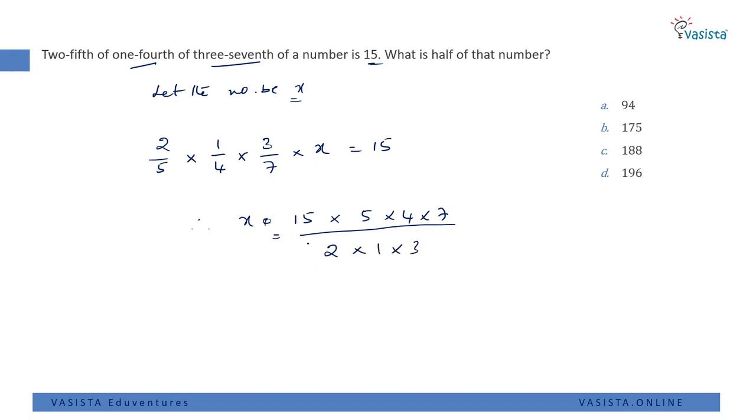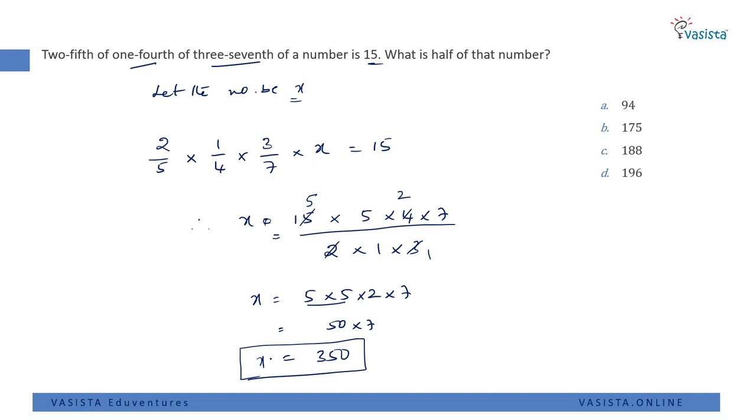So x is equal to, now simplify it here, 3 1s are 3, 5s are 5, 2 1s are 2, 2 2s are 2. Now x is equal to 5 into 5 into 2 into 7, which is, if you multiply, 5 5s are 25, 25 2s are 50, into 7, which is going to be 350. x is equal to 350. We are able to find that number.